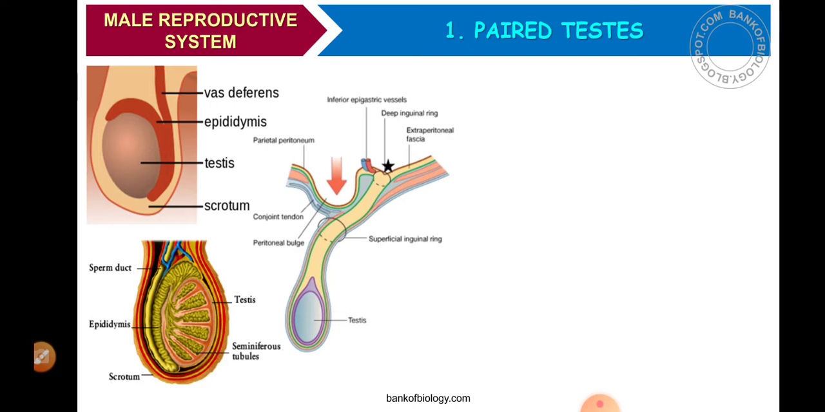One paired testis. Testes are located outside the abdominal cavity in a sac known as the scrotum or scrotal sac. The formation of sperm takes place in the testes, and afterward they go to the epididymis, and from there they go to the vasa deferens, as you are seeing in the figure.